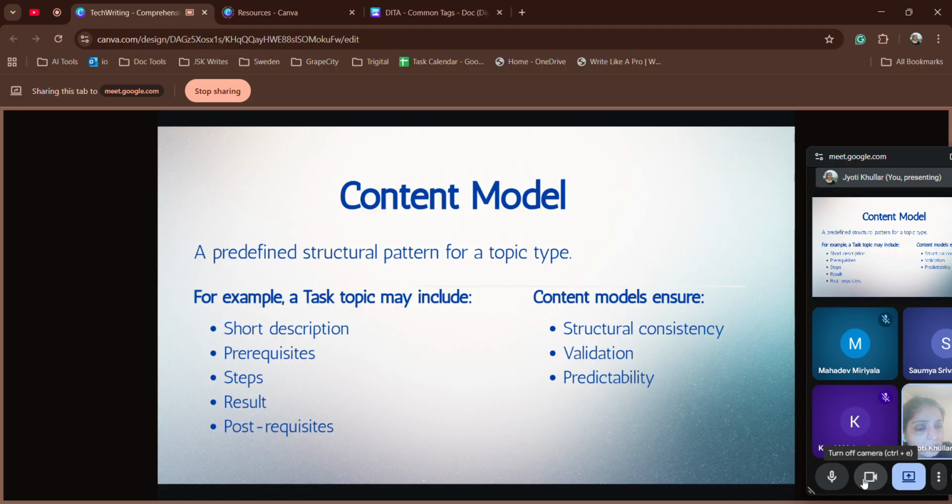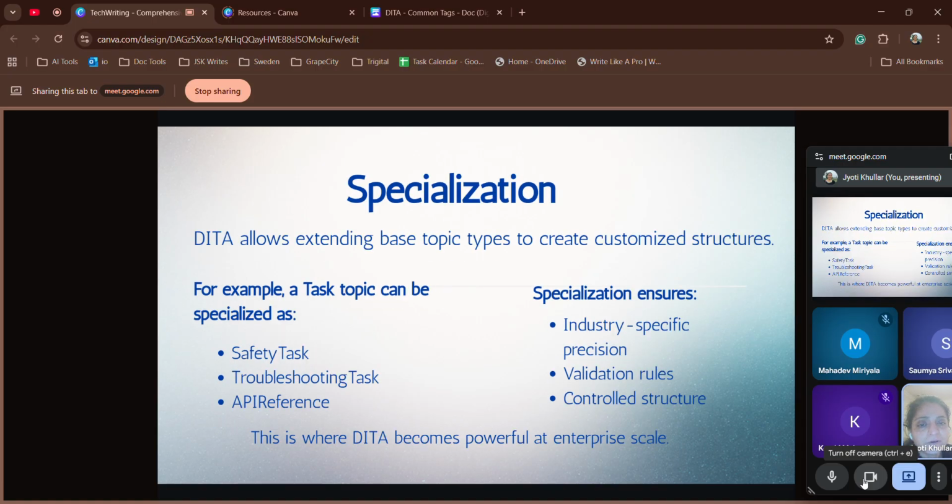So the content model will ensure that there is structural consistency there. The process is validated, like when you're doing a task, you know that okay, all the information has been given in this format. The short description is there, the prerequisite is there, the steps are there, and the result. And there is predictability. That's also one of the advantages, that the user will not see different tasks in different formats, different structures. So there will be predictability in your topics.